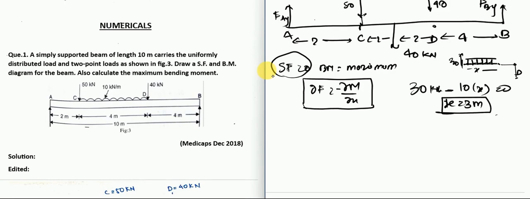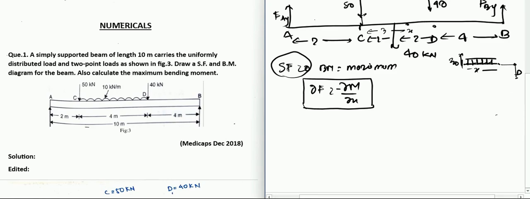So you can say that there is a point x such that at 3 meter the shear force goes to 0. So that is how you can simply calculate the point where the shear force is 0 and the bending moment is maximum. So now you have forces at all the points. You can just make the shear force diagram from here. Let us just check our solution once.